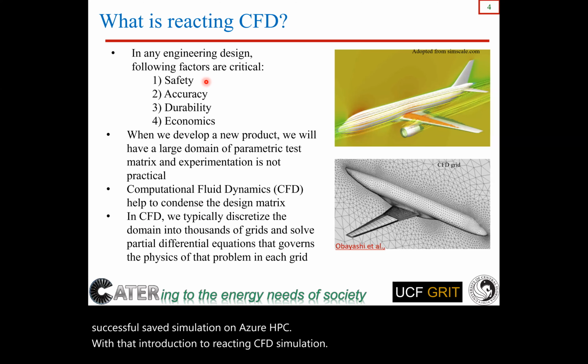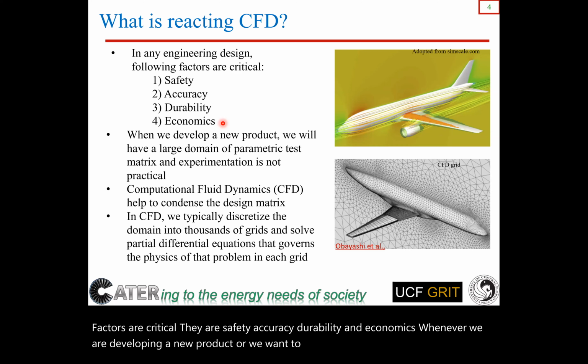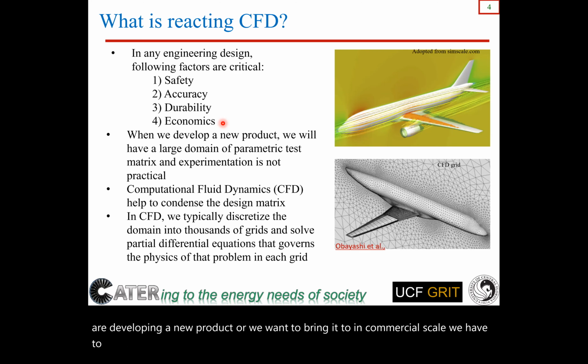In any engineering design, four factors are critical. They are safety, accuracy, durability, and economics. Whenever we are developing a new product or we want to bring it to commercial scale, we have to do rigorous testing in order to make sure that all these four factors are satisfied or not.